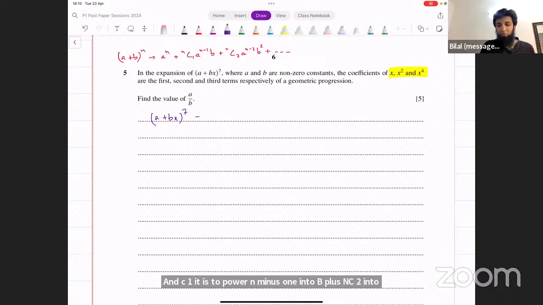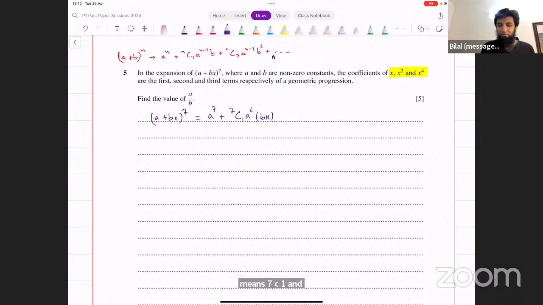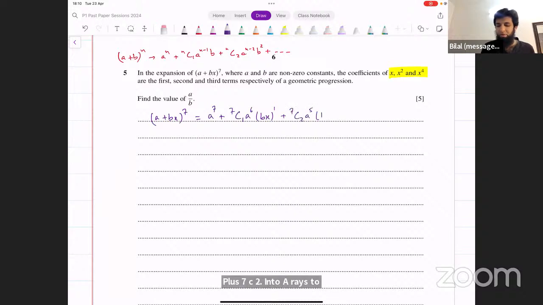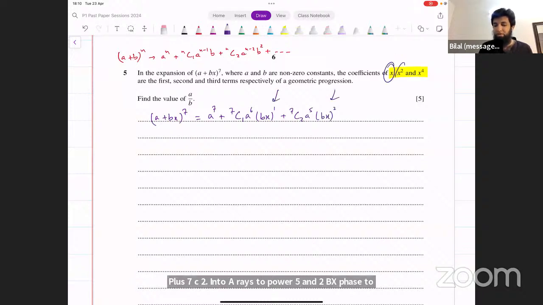Let's input values in that formula. (a + bx) raised to the power 7 = a^7 + 7c1 into a^6 into bx raised to the power 1 + 7c2 into a^5 into (bx) raised to the power 2. We've got the x term and we've got the x squared term. We also need x raised to the power 4. Let's expand it a bit more.